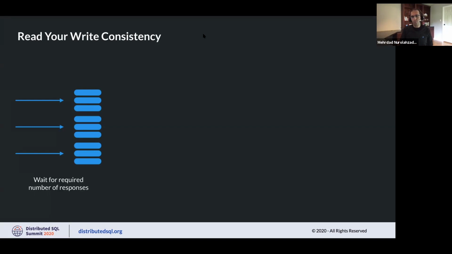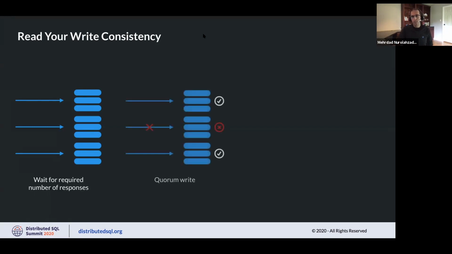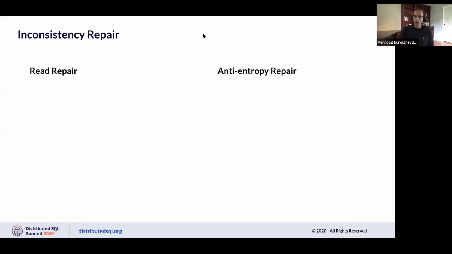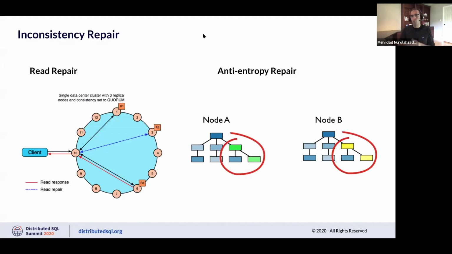Now, given that at Twitter we use quorum reads and writes by default, this basically guarantees read-your-own-write consistency for the majority of our use cases. Of course, this is eventual consistency, and in eventual consistency, inconsistency can happen. And similar to Cassandra, we have read repair and anti-entropy repairs for repairing the inconsistent state of data.